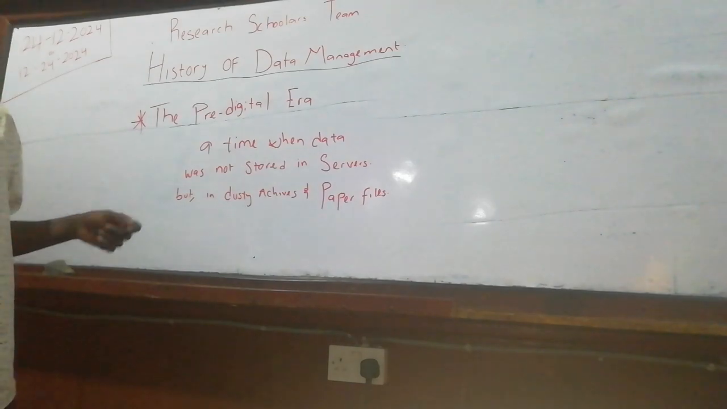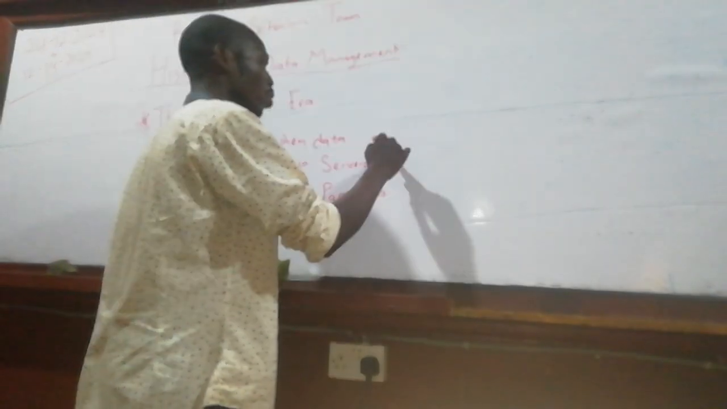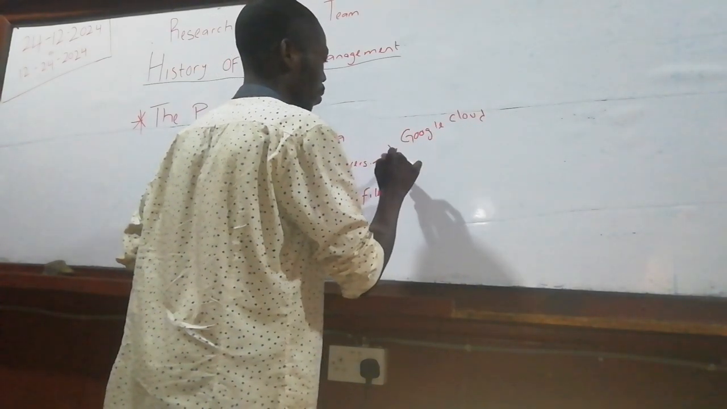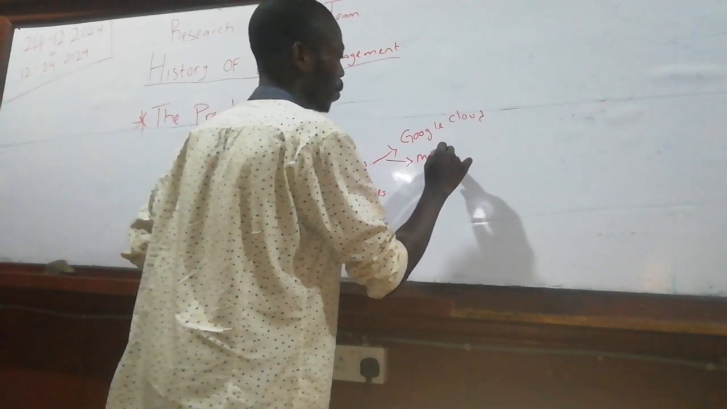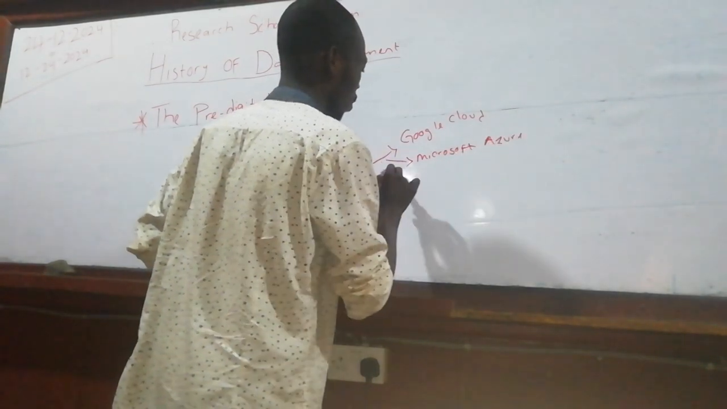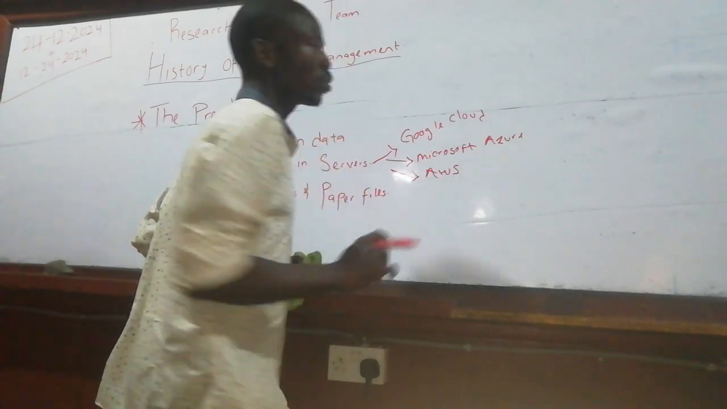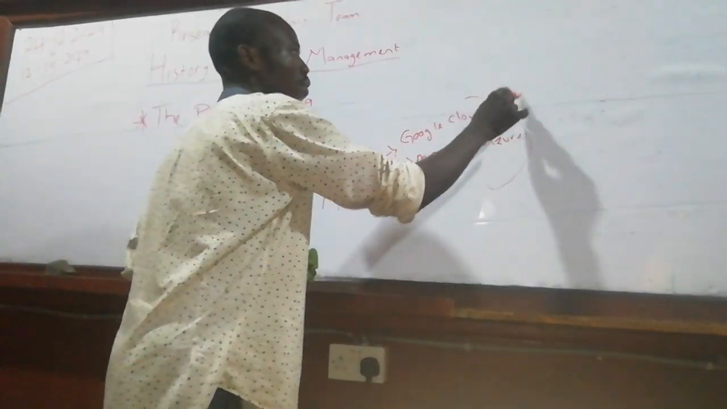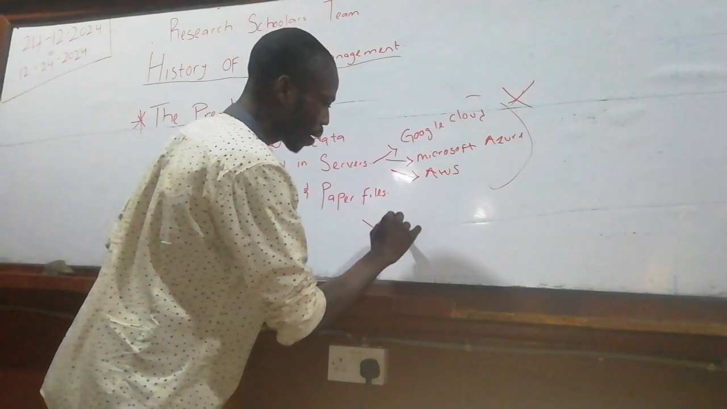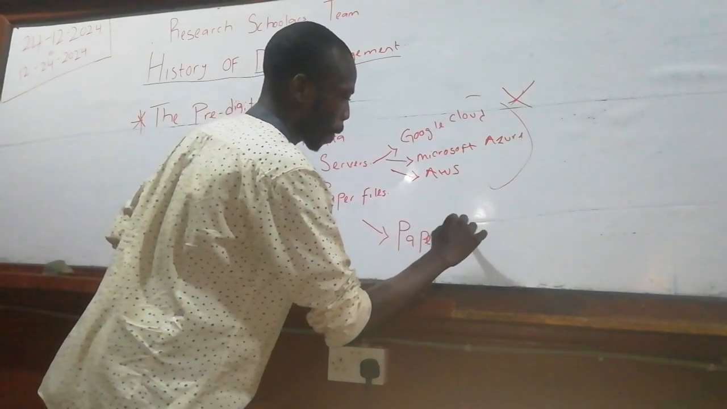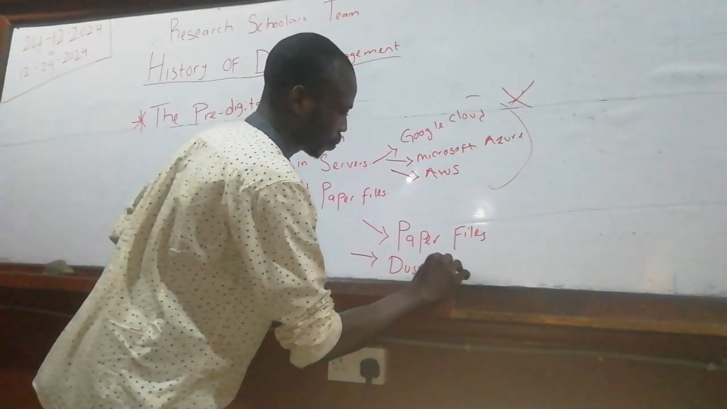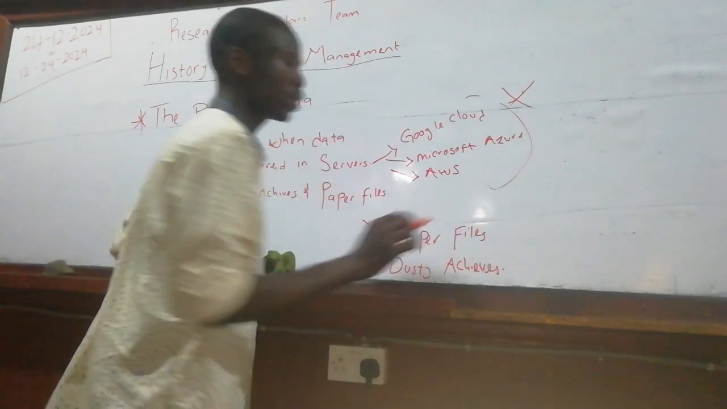So I want you to imagine a time when data was not stored in servers. Servers here, we're talking of Google Cloud, Microsoft Azure, we're talking AWS. So there was a time that data was not stored on these servers. No. But where was data stored? This data was stored in paper files and dusty archives. So that's what we're trying to say.